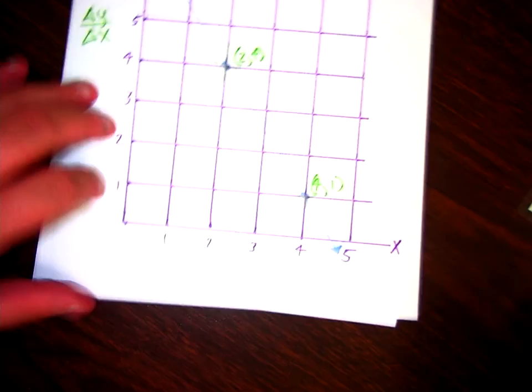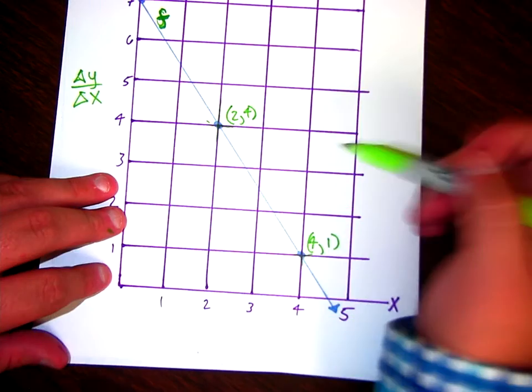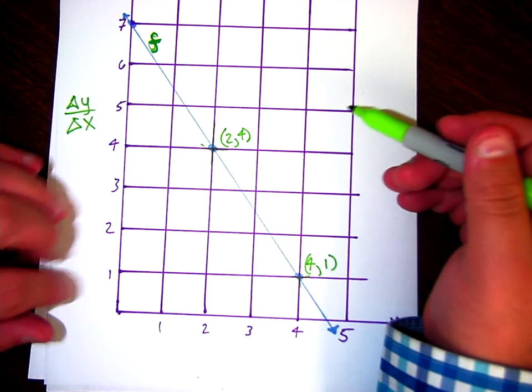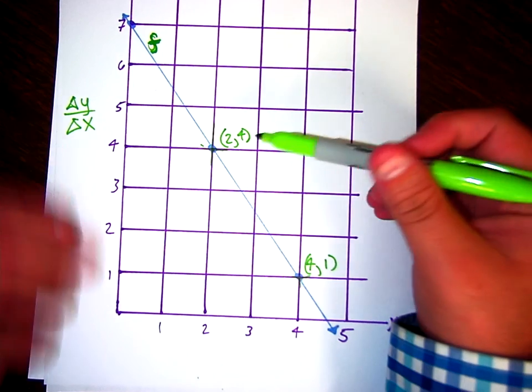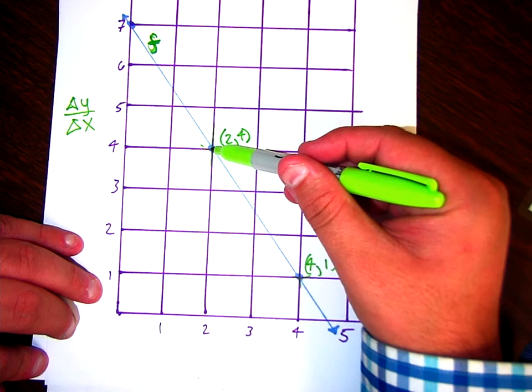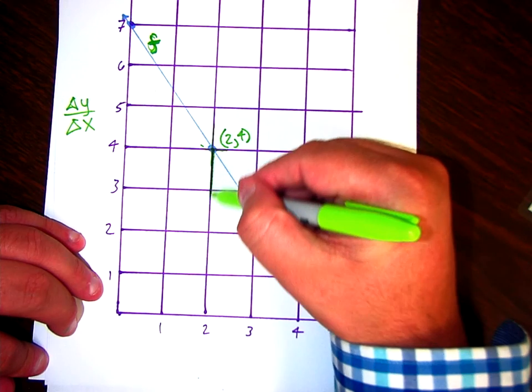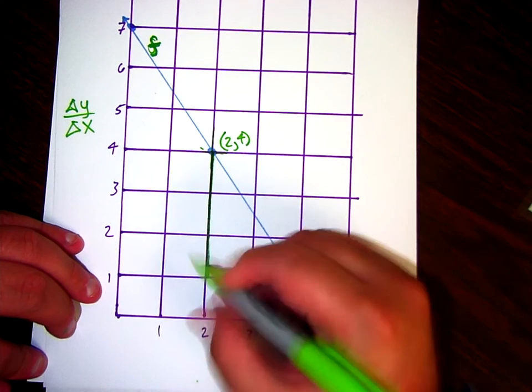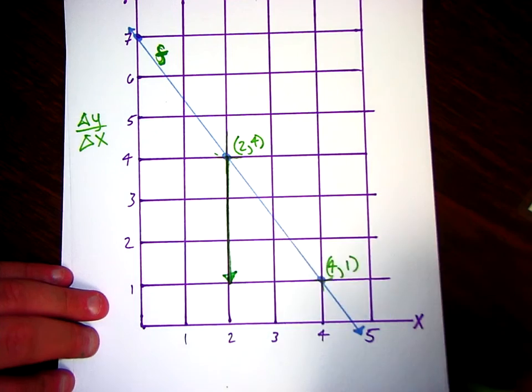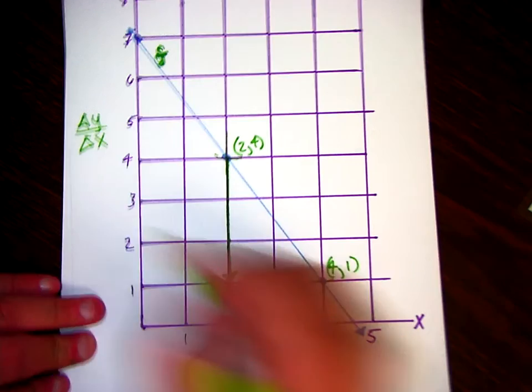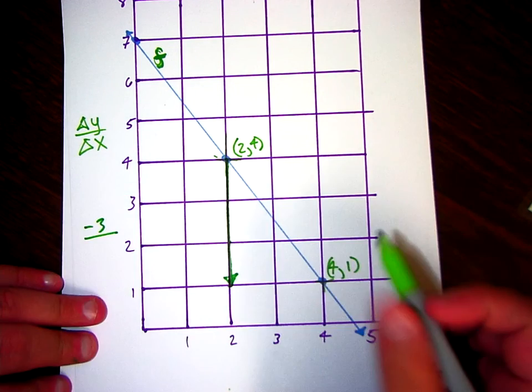But there's another way. As always, what's the change in y here? How do we get from this point to this point? We have to go down. How many? Down 3. 1, 2, 3. So negative 3. Okay, delta y.